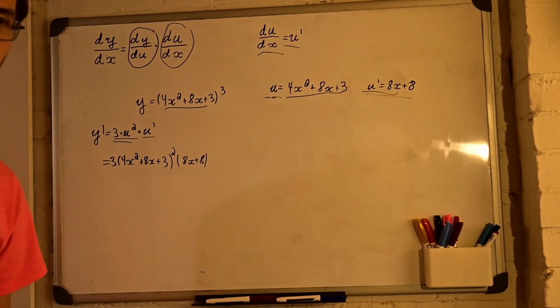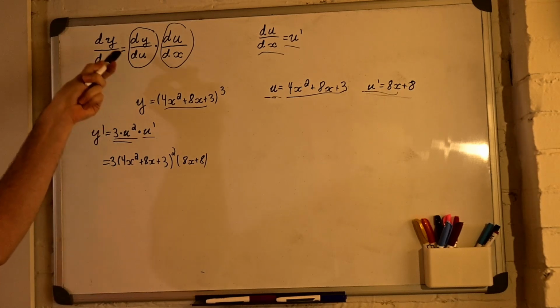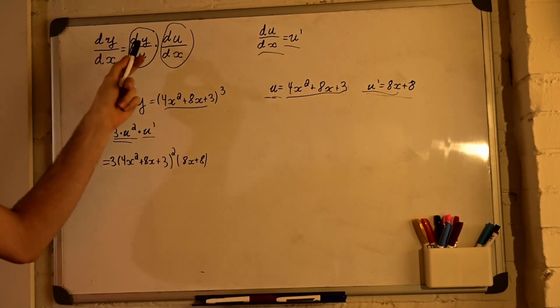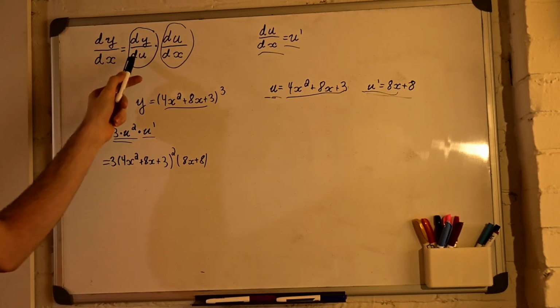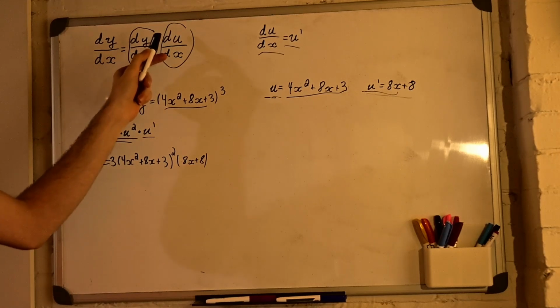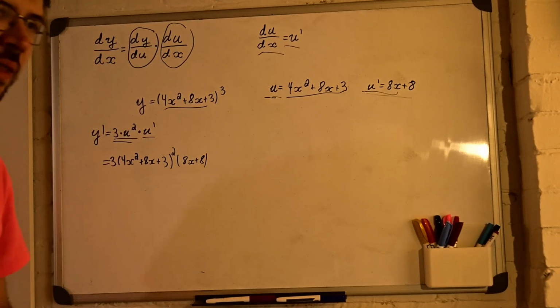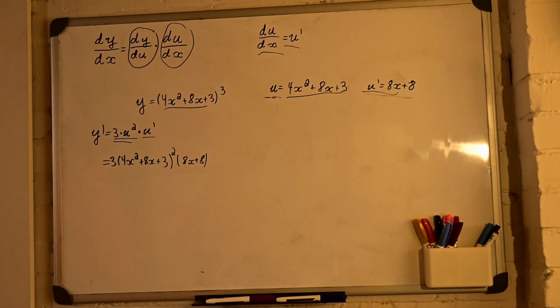So the chain rule, this is it right here. The derivative of y with respect to x is equal to the derivative of y with respect to u multiplied by the derivative of u with respect to x. That sounds and looks a little bit complicated, but it's actually very simple, very straightforward.